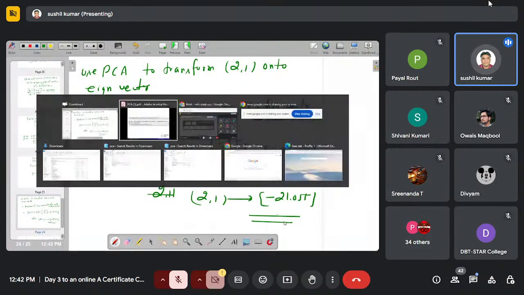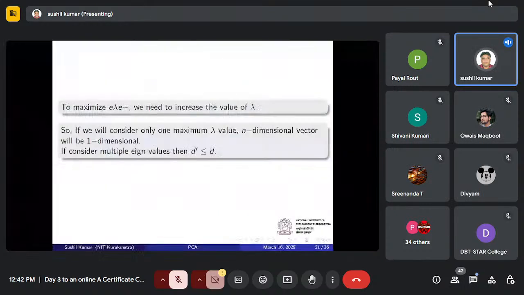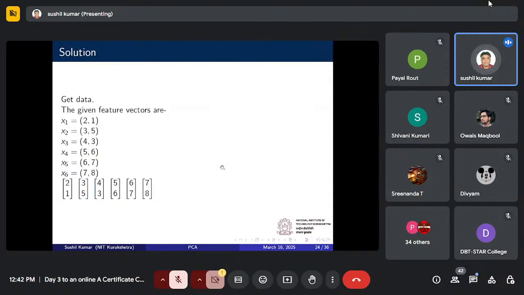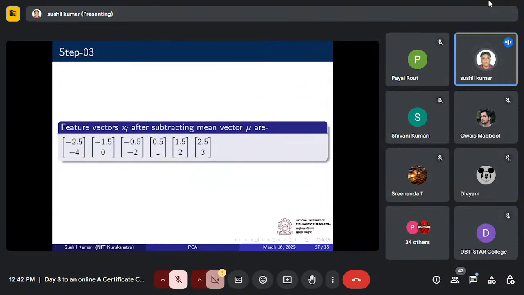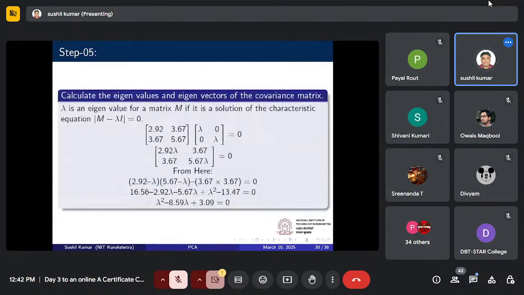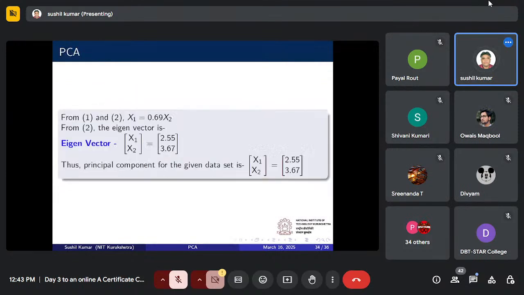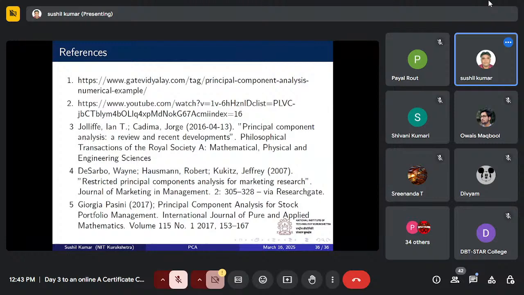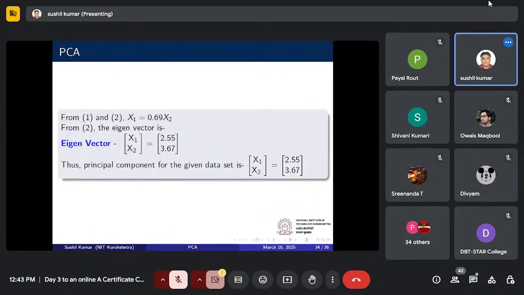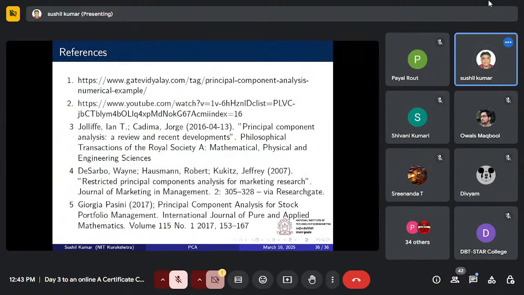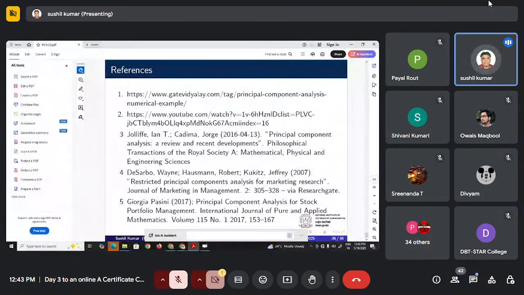So this is the calculation we have done here. Already we have discussed all the things in detail. These are the references here. If you have any doubt, you can ask me.